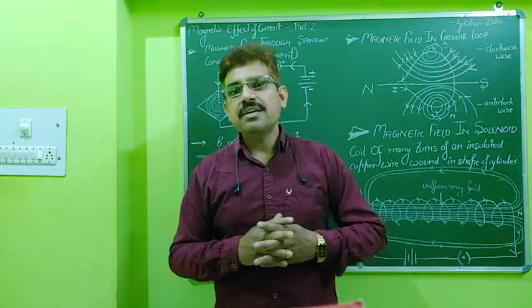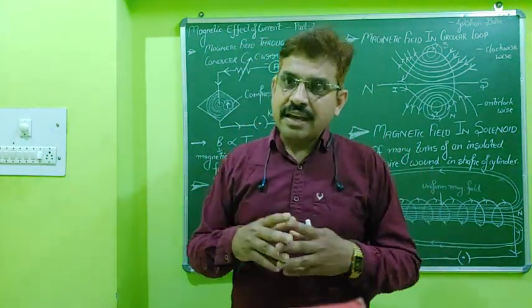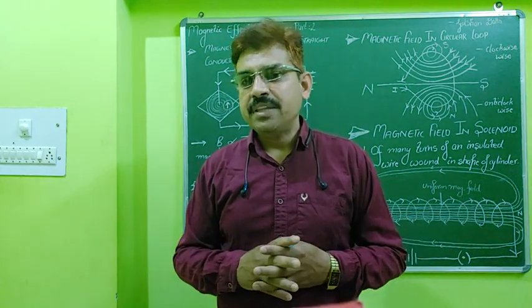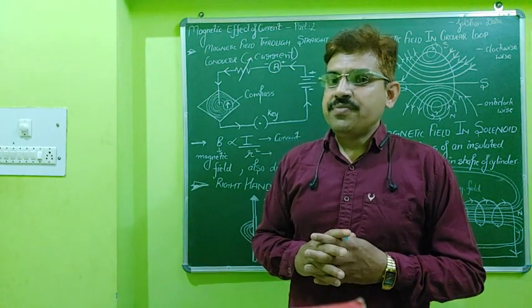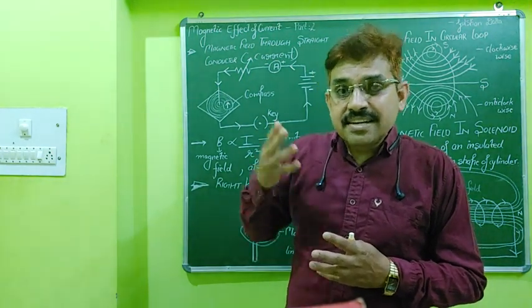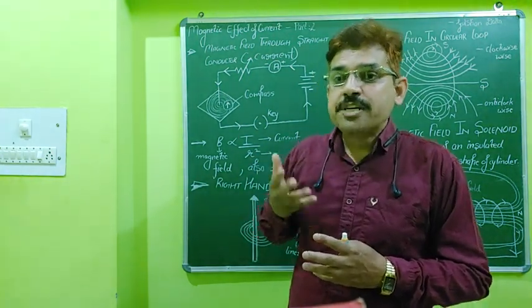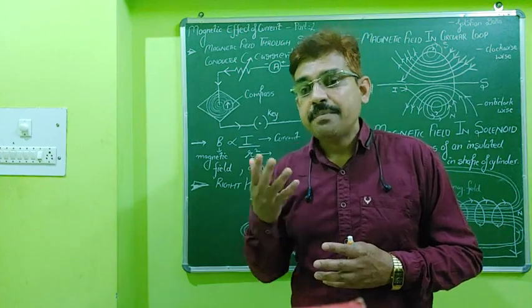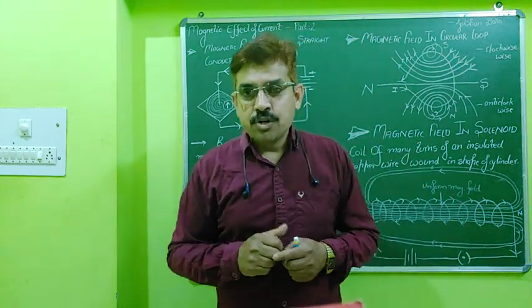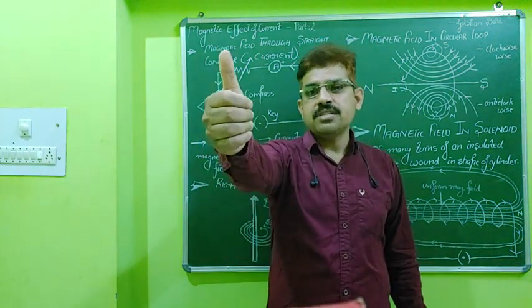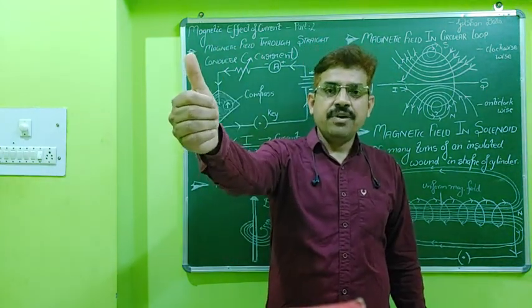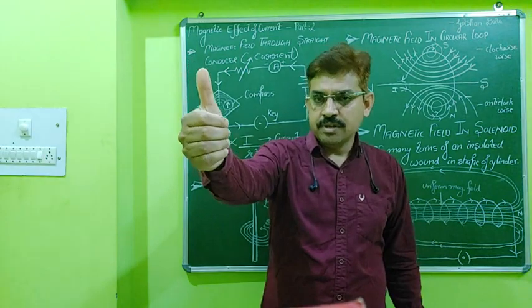But I want to share that if current is there, definitely magnetic field will be there around that current carrying straight conductor. We have to explain how the magnetic field is produced. So in order to explain that, we have the right hand. This is our right hand. We have to explain the right hand thumb rule.